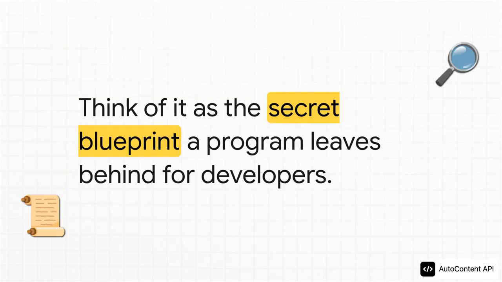So here's the absolute key idea to take away. DWARF is the program's hidden blueprint. When a piece of software is created, this detailed blueprint can be generated right alongside it. So when that program eventually breaks, the developer can pull out this blueprint to see exactly how it was built and pinpoint where that tiny fatal crack might be.